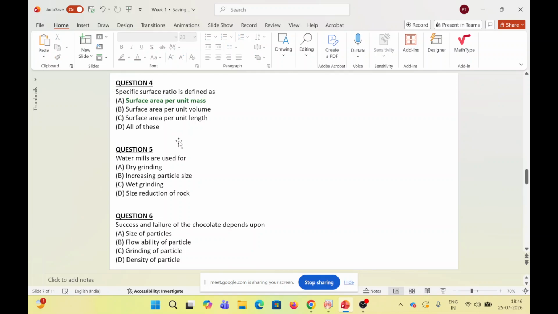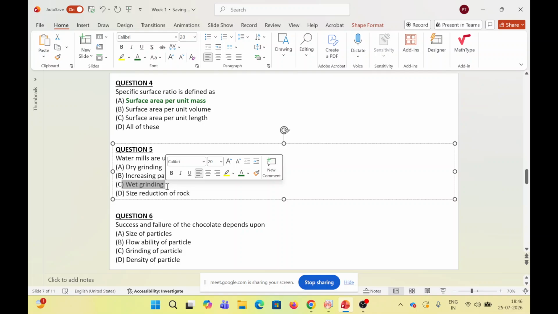Then the fifth question. Water mills are used for dry grinding, size reduction, increasing particle size, or wet grinding? Wet grinding. Because water mills typically use water, and then there is a vertical shaft which helps in mixing, and that is called wet grinding.